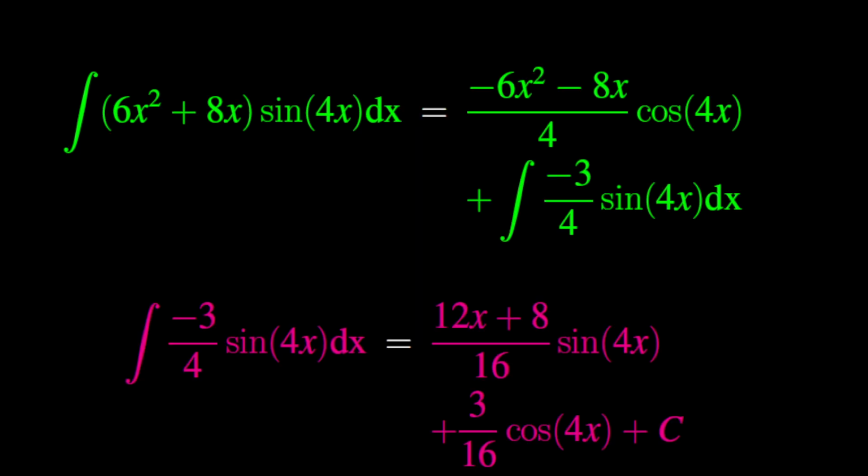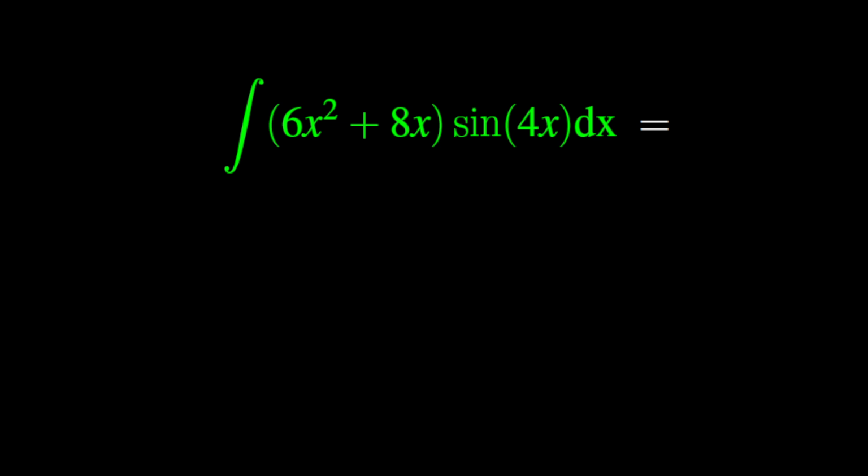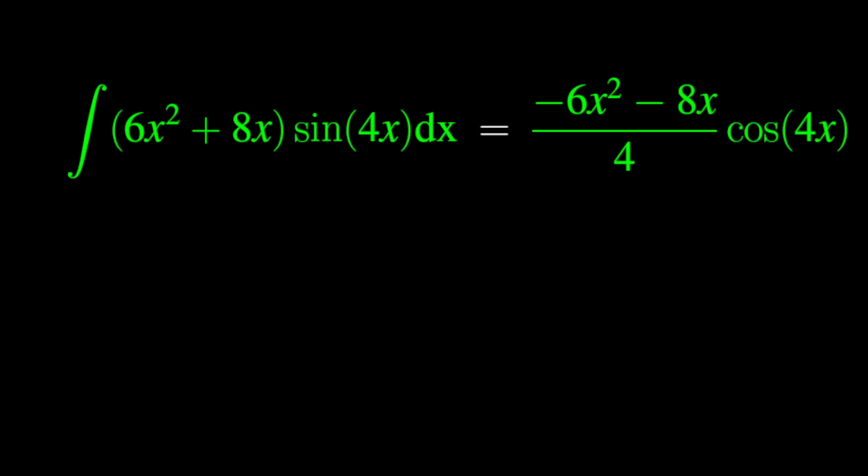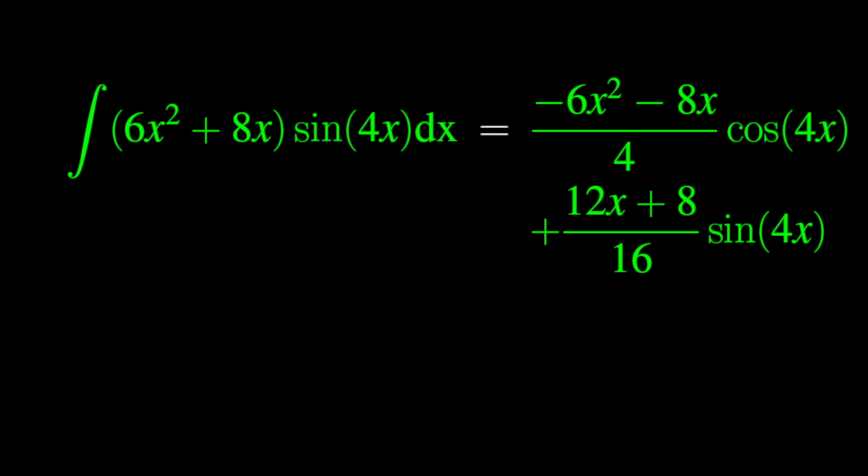From the second integration by parts we obtain the following result. So, the integral of (12x + 8) over 4 times cosine of 4x dx is equal to (12x + 8) over 16 times sine of 4x, plus 3 over 16 times cosine of 4x plus a constant of integration c. Finally, combining the last two results, we see that the integral of (6x² + 8x) times sine of 4x dx is equal to minus (6x² + 8x) over 4 times cosine of 4x, plus (12x + 8) over 16 times sine of 4x, plus 3 over 16 times cosine of 4x plus a constant of integration c.